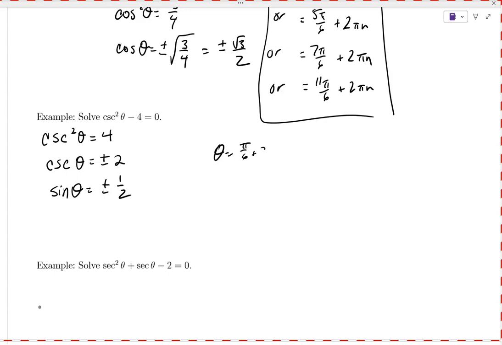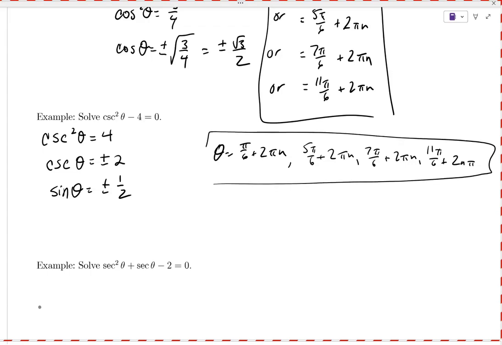Yeah, pi over 6 plus 2 pi n. Or else 5 pi over 6. Good. 7 pi over 6. Good. Yeah, it's the same answer as the previous problem, isn't it? Because when sine's a half or negative a half is the same place as where cosine's root 3 over 2 or negative root 3 over 2. So those would be your solutions in this case.